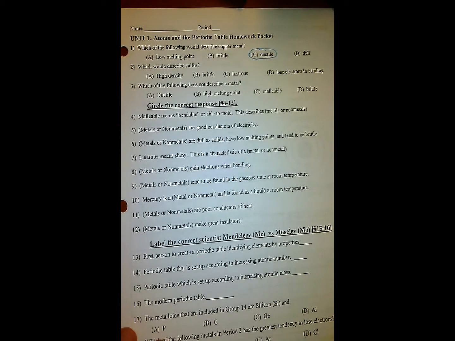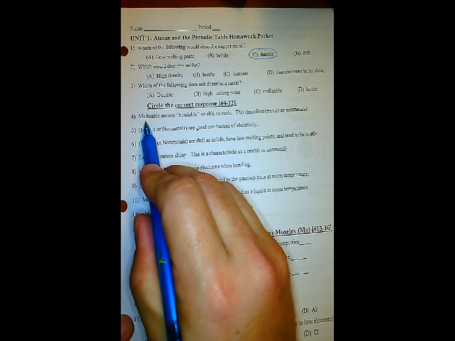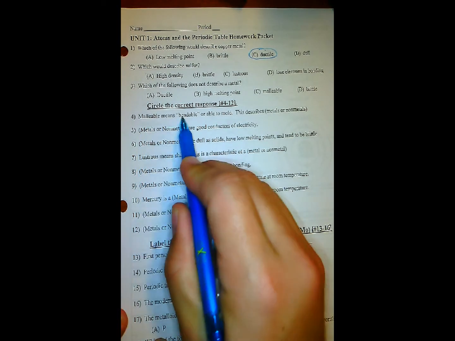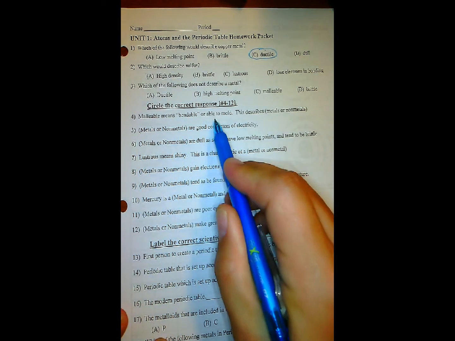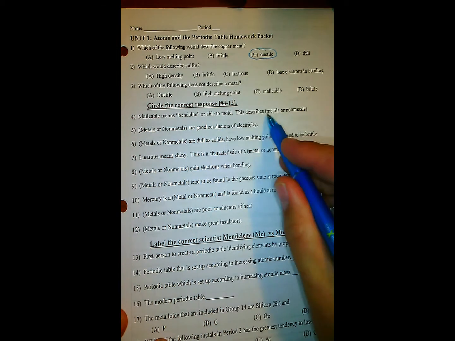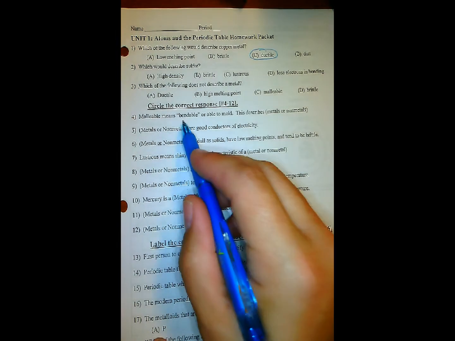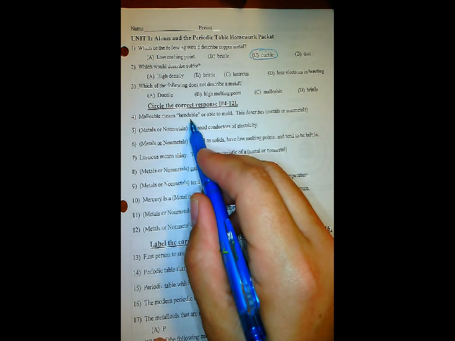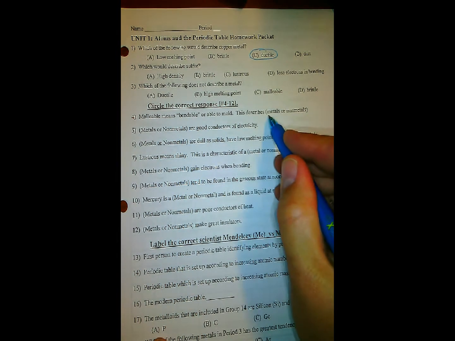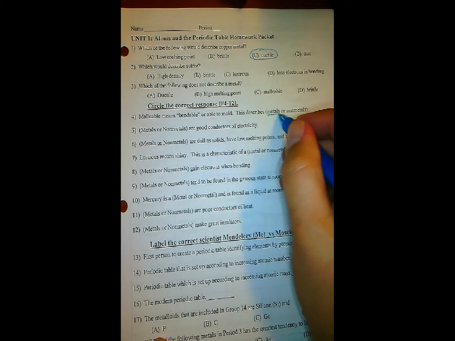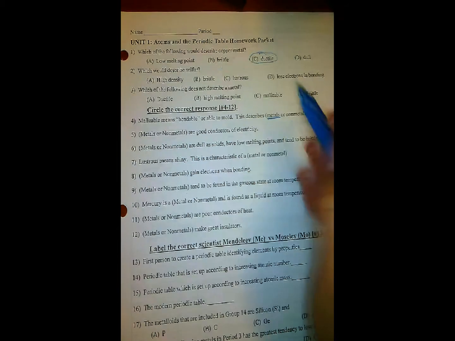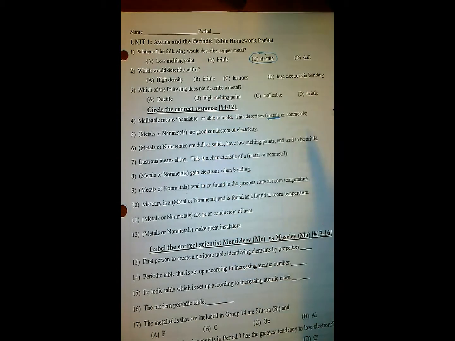Let's jump down here to some other ones. Number 4. Malleable means bendable or able to mold. This describes metals or non-metals. Well, if you can bend it, remember that metals you can bend, non-metals are brittle, so it can't be that, so the answer is metals.